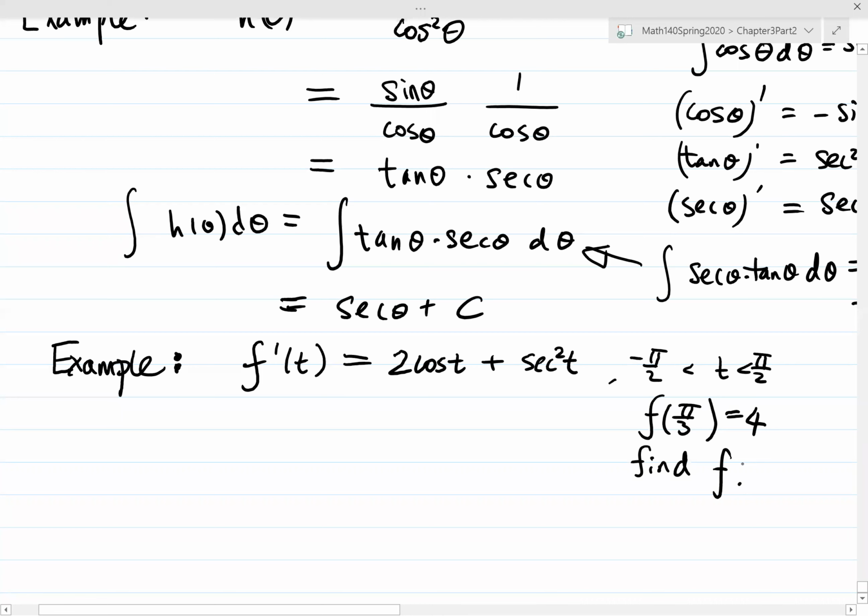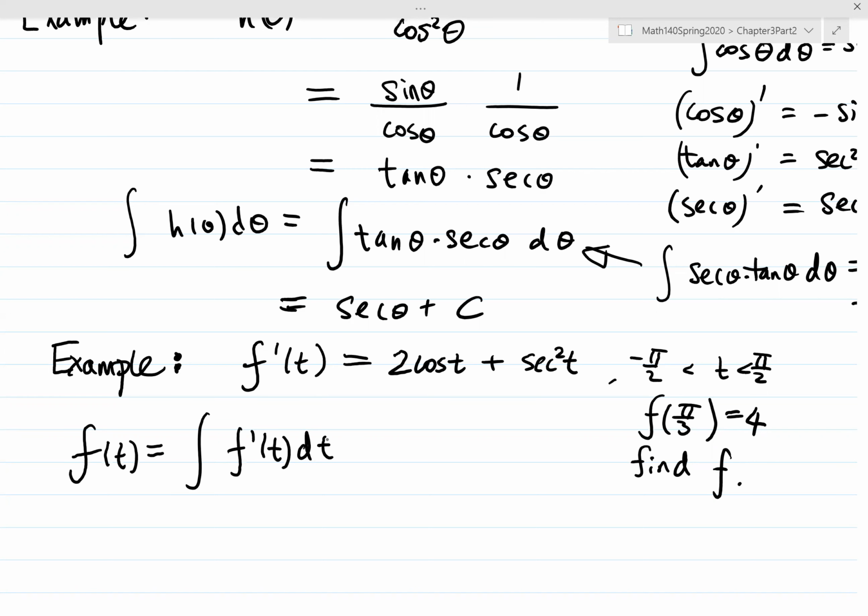Okay, from f derivative, we need to solve for the function f. What we do is we use the antiderivative table. So f of t is determined up to a constant by its antiderivative.